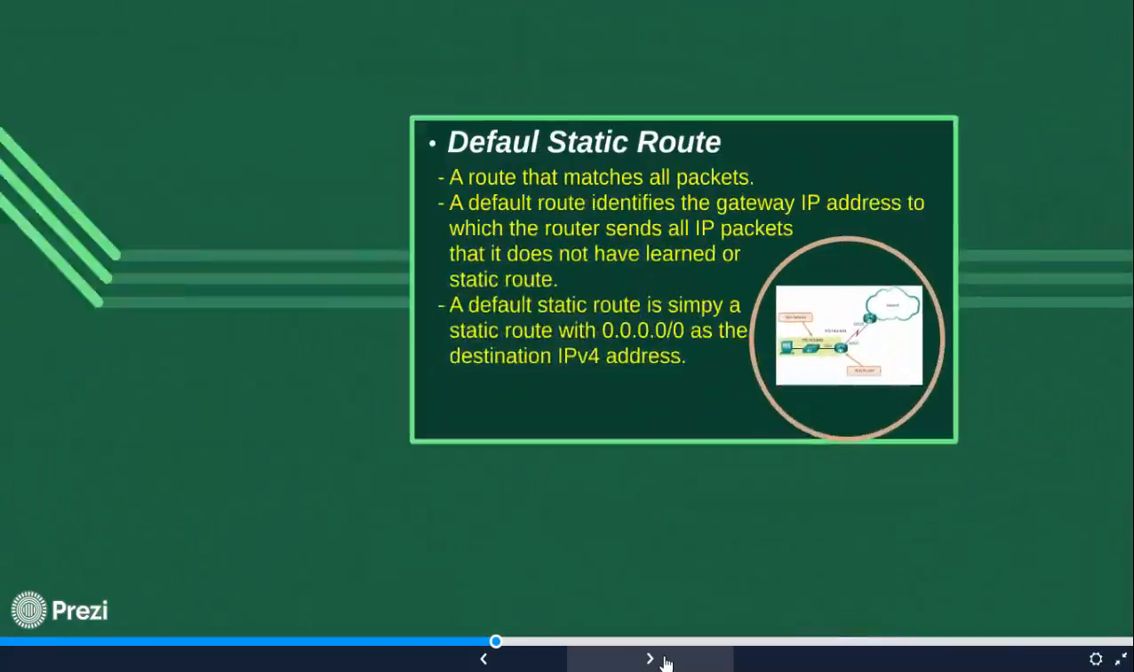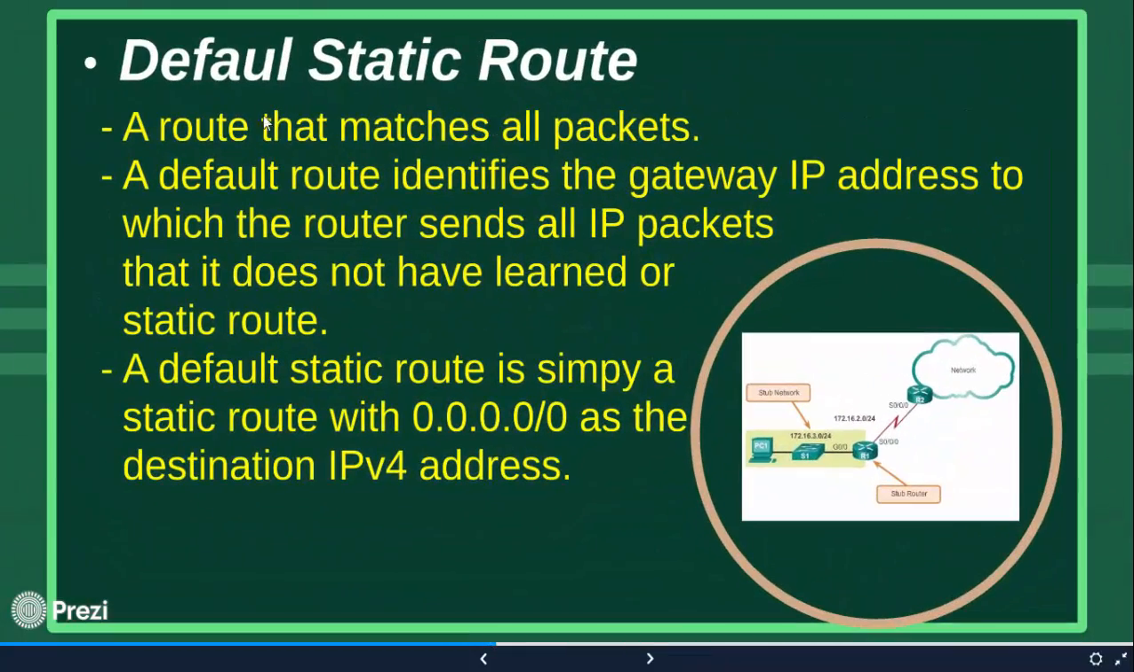Default static route: a route that matches all packets. A default route identifies the gateway IP address to which the router sends all IP packets that it has not learned or is not a static route. So the default static route is simply a static route with 0.0.0.0/0 as the destination IPv4 address.